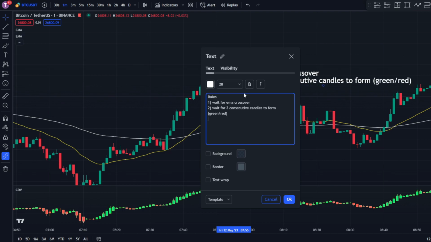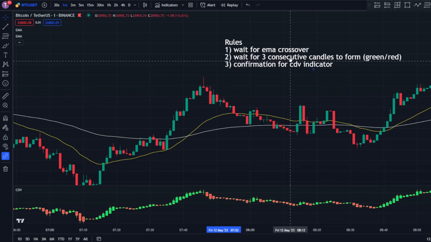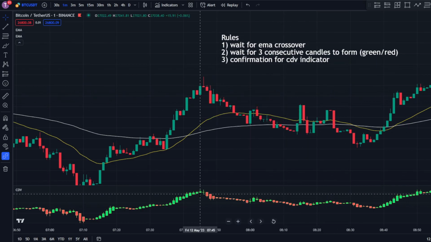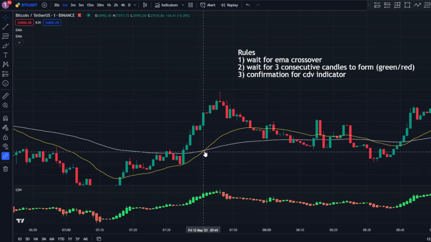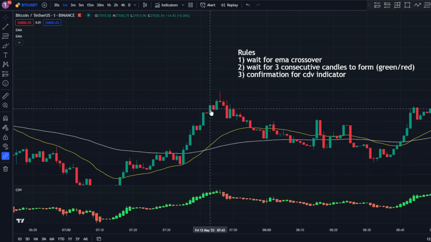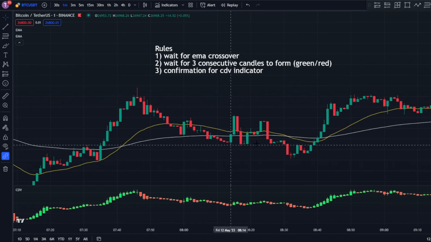And the third confirmation for the rules, you want to wait for confirmation from the CDV indicator. So basically when you want to go long, you must wait for the CDV indicator to be green, or when you're going short, the CDV indicator to be red. So you can see here, although we have the crossover, we don't have the formation of 3 consecutive green candles, so that's not a valid position.